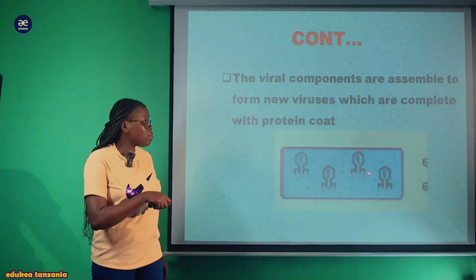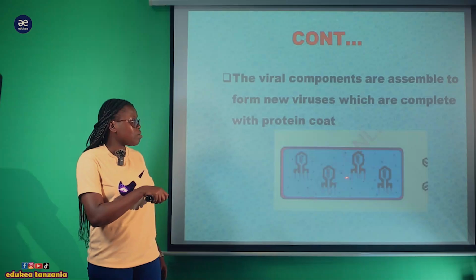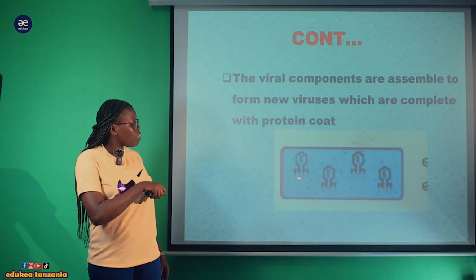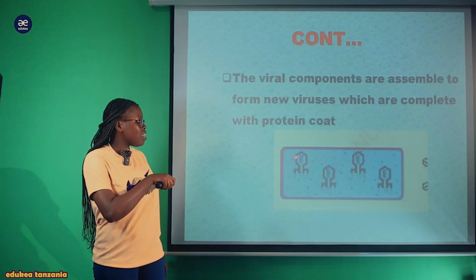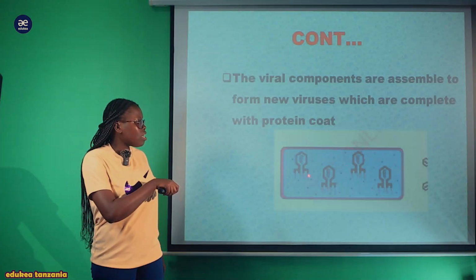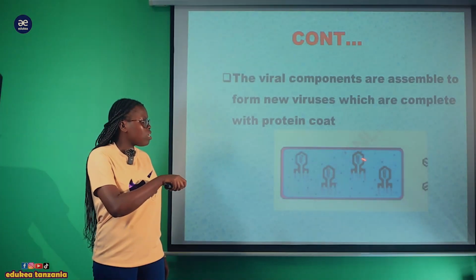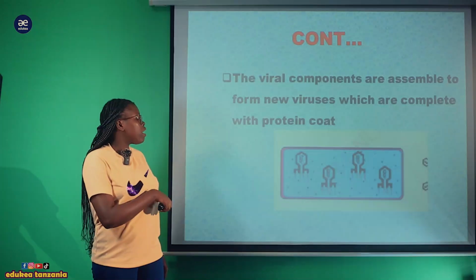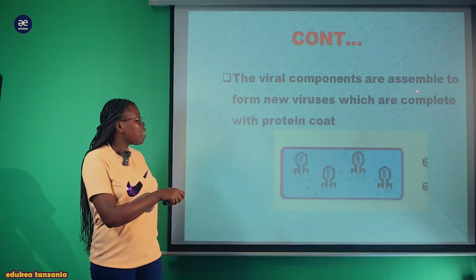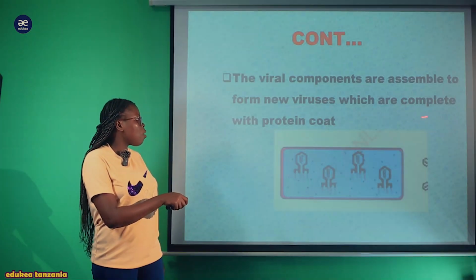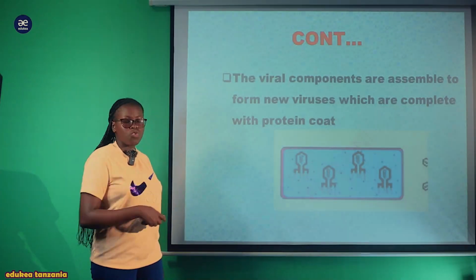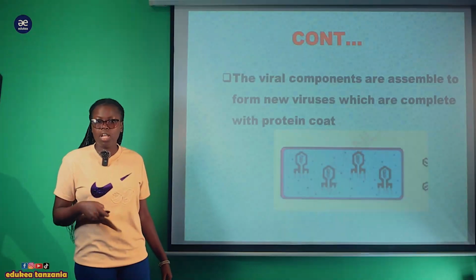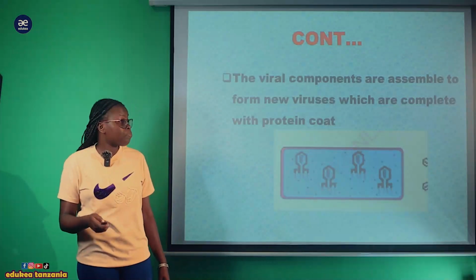As we see from the first one, it was a whole virus which attached here and injected this DNA. So after the replication, this DNA will assemble to form the whole virus. So the components assemble to form new virus which are complete with the protein coat. So the protein coat's function is to provide protection against the host enzyme. And the last one, the host cell bursts to release new virus.